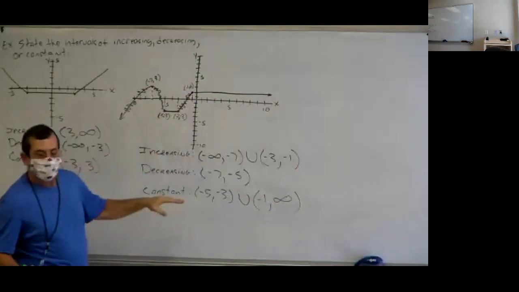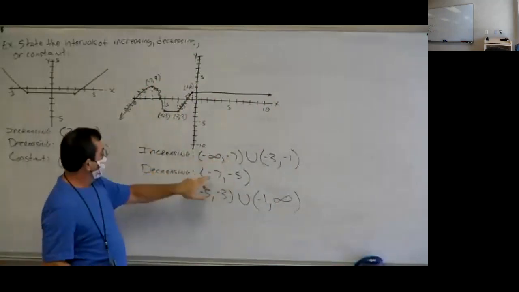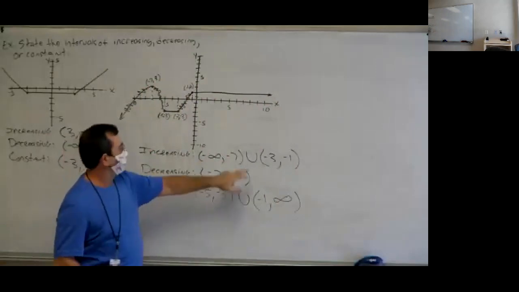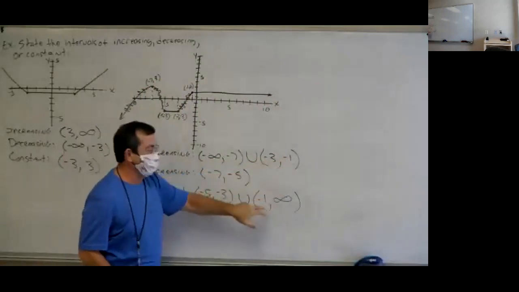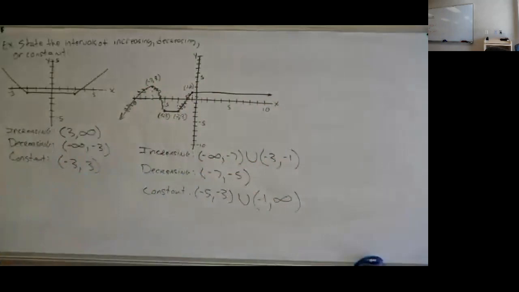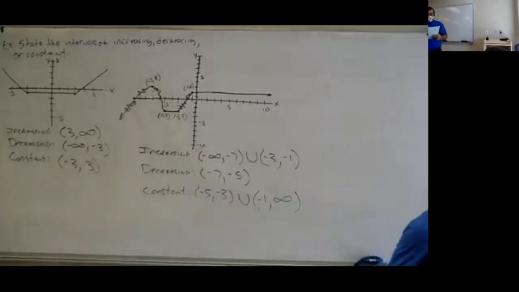So remember, your intervals have to go through everything. So -infinity to -7, -7 to -5, -5 to -3, -3 to -1, and then finally -1 to infinity. There's no missing numbers in there. It starts at -infinity and cruises all the way through to positive infinity, okay? So that's a little bit of work you'll be doing. Then we're going to teach you words like relative max and relative minimum.